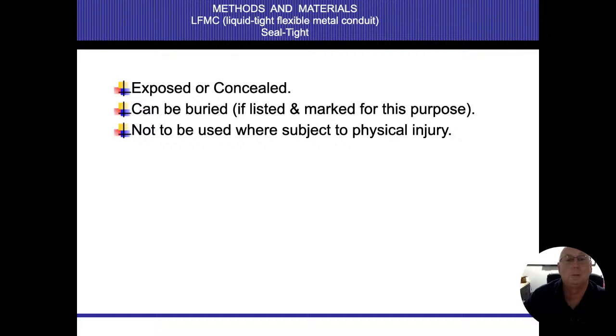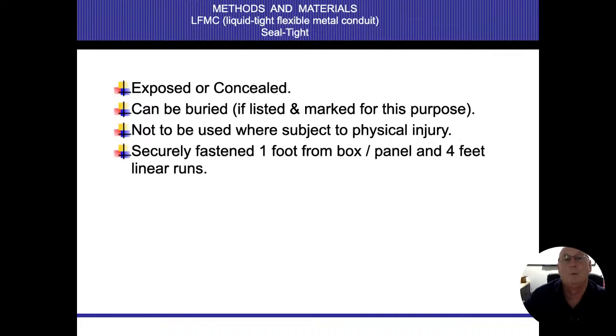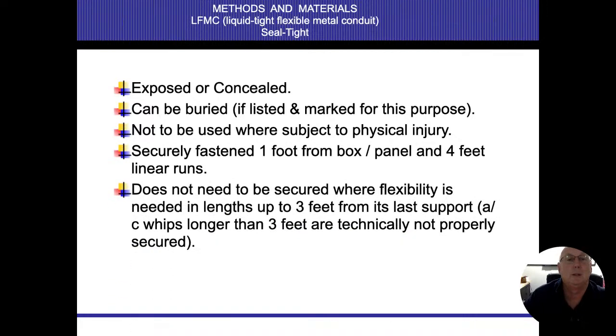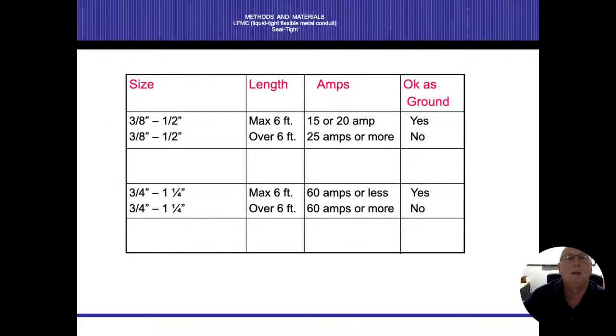Not to be used where subject to industry. 1 foot from the box. 4 feet every linear run. Does not need to be secured when flexibility is needed in lengths up to 3 feet. Okay. And this just has to do with the size of the wires, how many amps it goes on there, if it's okay for a ground or not a ground. And again, it has to do with the amperage and the size of the wires.